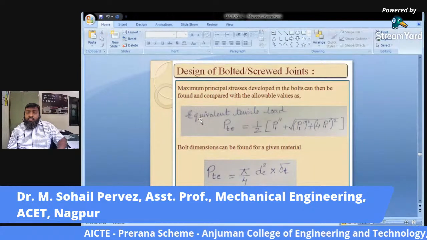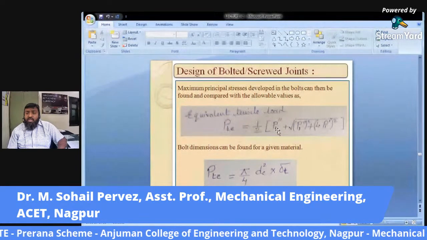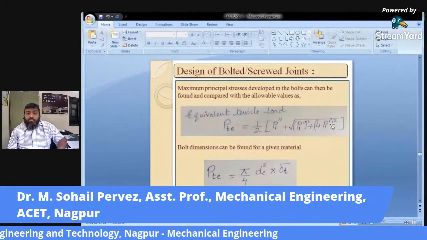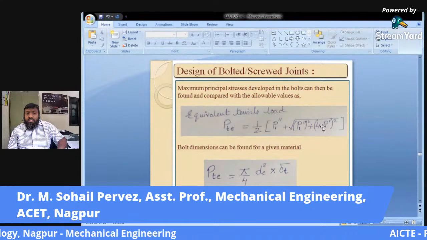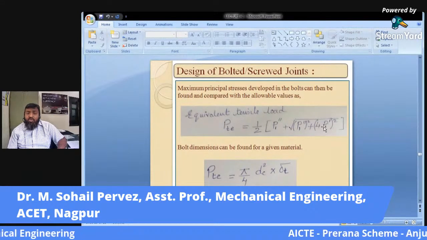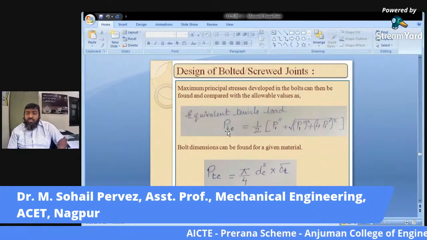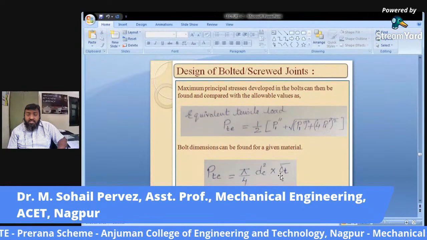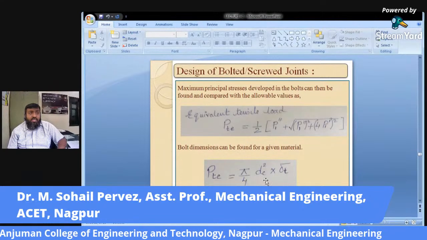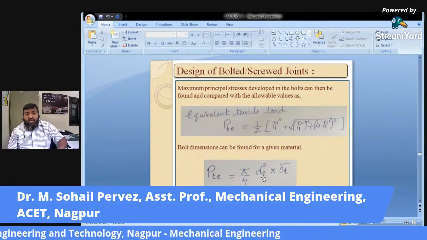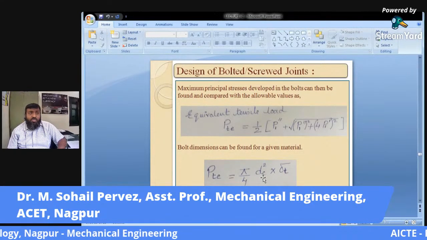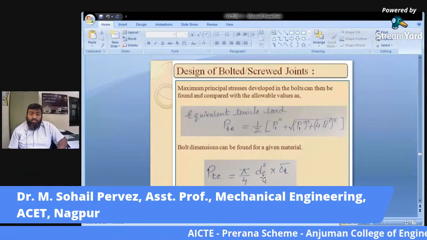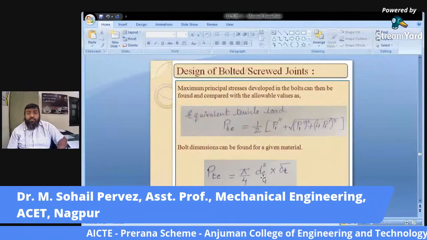PTE is equal to half of P1 double dash plus the square root of P1 double dash squared plus 4 P1 dash squared. This P1 dash is nothing but the shear load. After getting PTE, the bolt dimensions can be obtained from PTE is equal to pi by 4 DC squared into sigma T. Again, this DC is the root or core diameter. You have to calculate the nominal diameter, which can be obtained by substituting in the equation, or from the data book. DC is equal to 0.8 times D, that is the nominal diameter.